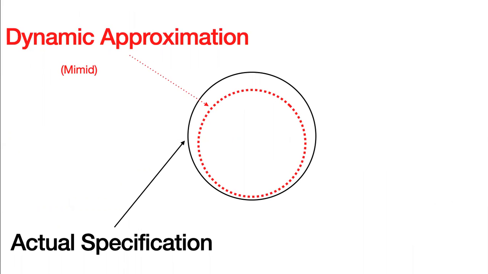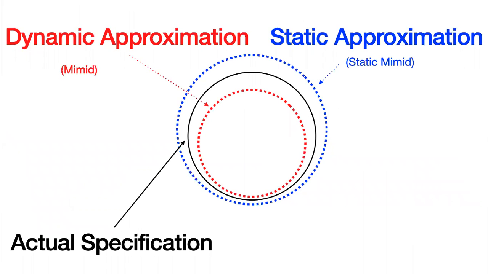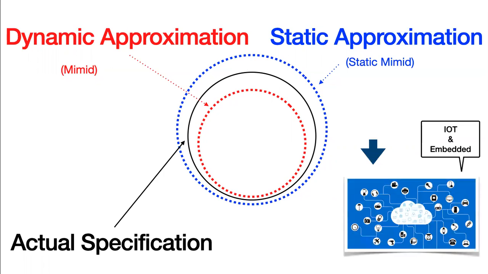Interestingly, we can also run MIMID statically, producing an over-approximation. Now, why do we need such an over-approximation? The problem is that many of the systems that we want to fuzz, such as IoT and embedded devices, cannot be run under instrumentation. And if we want to reverse engineer their interfaces, we have to rely on static analysis of their program dependence graphs. In fact, this is one of our current projects.